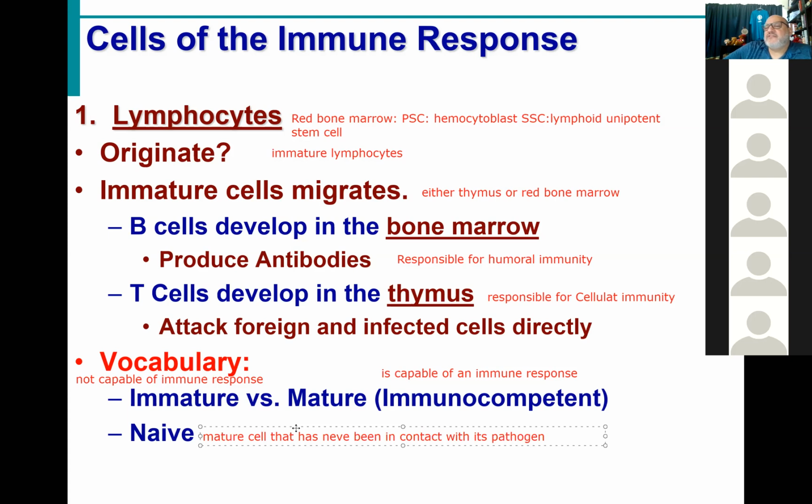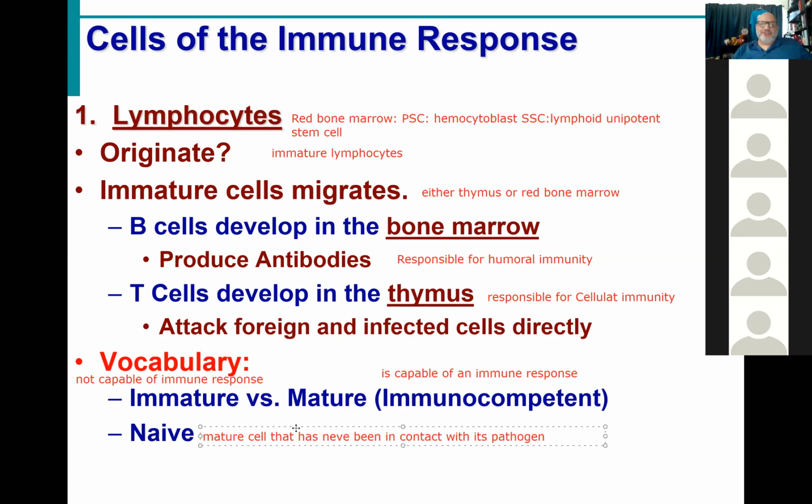Great question. I would say, sure, for our purposes, let's say that they're equally distributed between the thymus and the red bone marrow, although we know that that's not entirely the case. Yeah, let's say for our purposes, sky is blue, yes, equal amounts of both. All right. Questions on this?